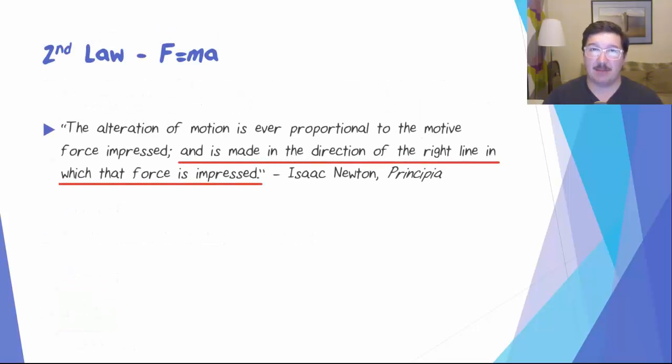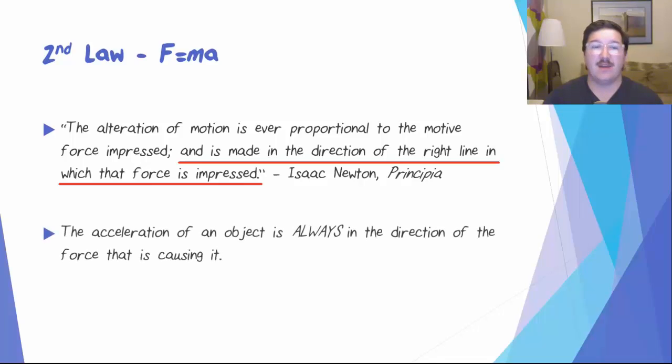Okay, let's take a look at this second part. It says that the alteration of motion is made in the direction of the right line in which that force is impressed. This is just a fancy way of saying that the acceleration of an object is always in the direction of the force that is causing it. The acceleration is always in the direction of the force that is causing it.